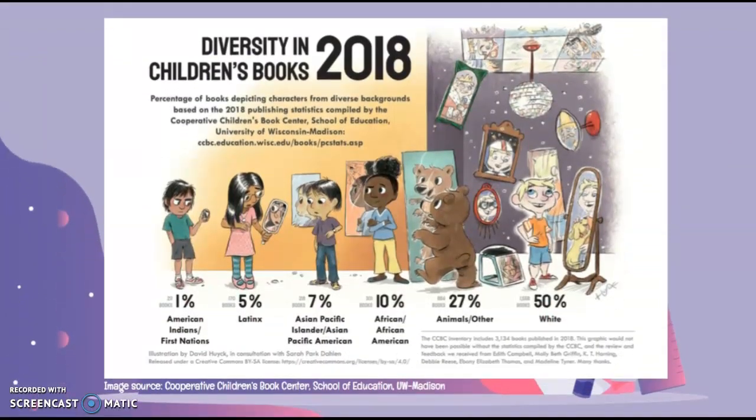The graphic on the screen was created by the Cooperative Children's Book Center and the School of Education, the University of Wisconsin-Madison. The graphic is based on an essay by Dr. Rudine Sims Bishop titled Mirrors, Windows, and Sliding Glass Doors. In her essay, Dr. Bishop talks about the importance of representation in children's literature.